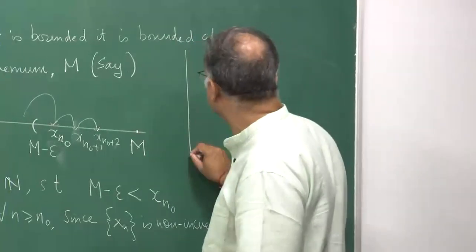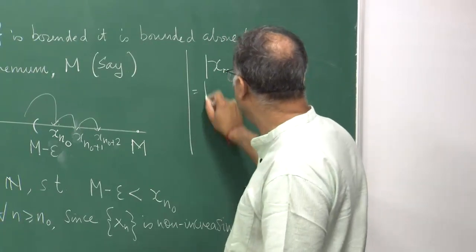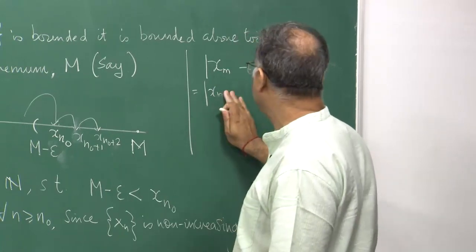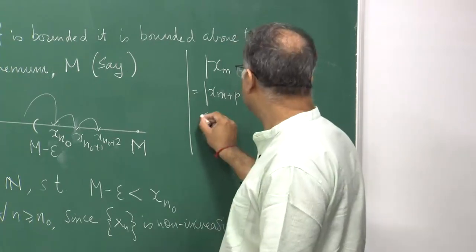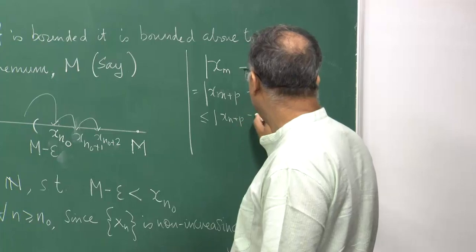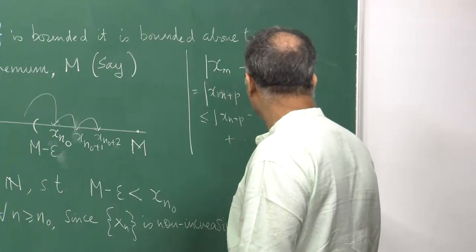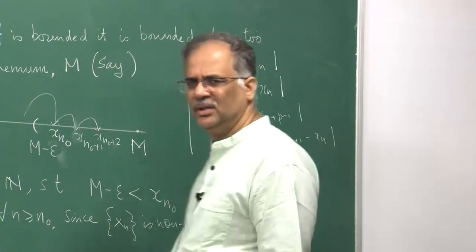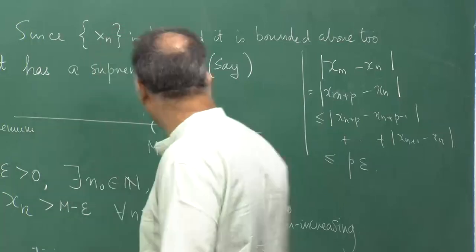See, the idea is why it does not happen if I put xn plus 1 minus xn. I will just give you the mathematical idea of constructing such examples. Suppose I have xm minus xn. Now, xm could be xn plus p, right? So, this can be written as xn plus p minus xn plus p minus 1, plus and so on, plus xn plus 1 minus xn. All of them are less than epsilon. So, basically less than p epsilon, strictly less than p epsilon.